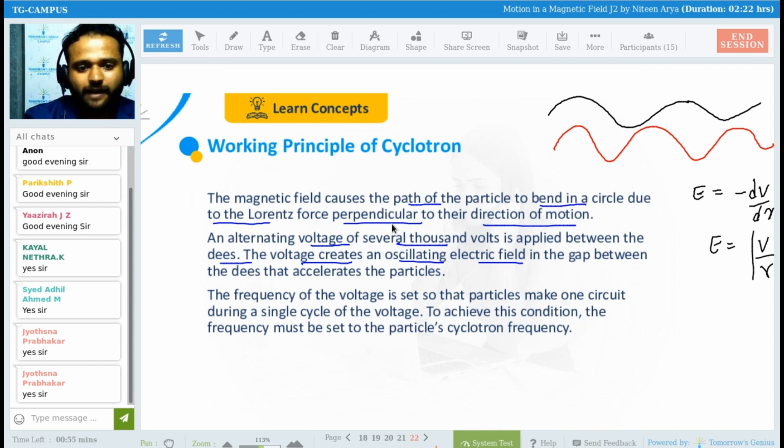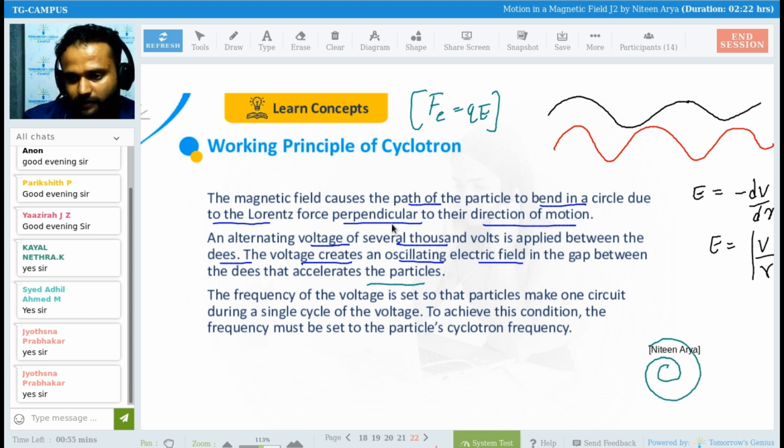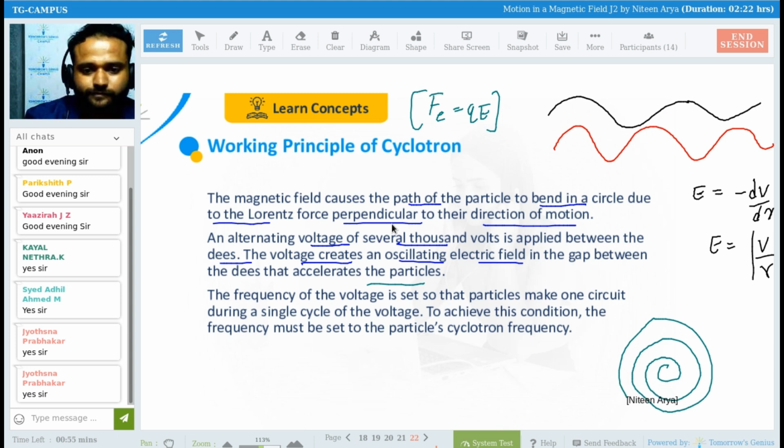So the electric field in the gap between the D's accelerates the particle. How does it accelerate the particle? Because every time you have a high electric field, because V is going to change, and similarly R is going to change. So when it is 1000, the electric field is high, and due to this particular force, Fe, which equals QE, it accelerates. The moment it accelerates, it starts from here, then it comes in the bigger, then in this bigger, and more and more in this way.